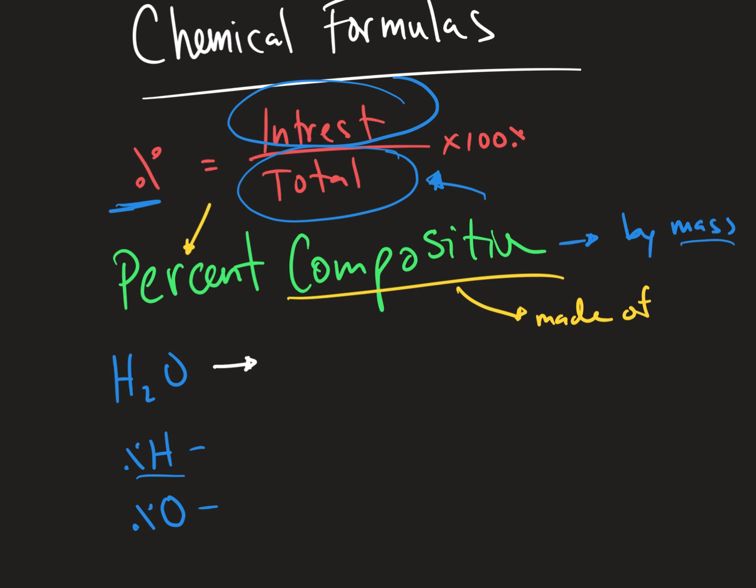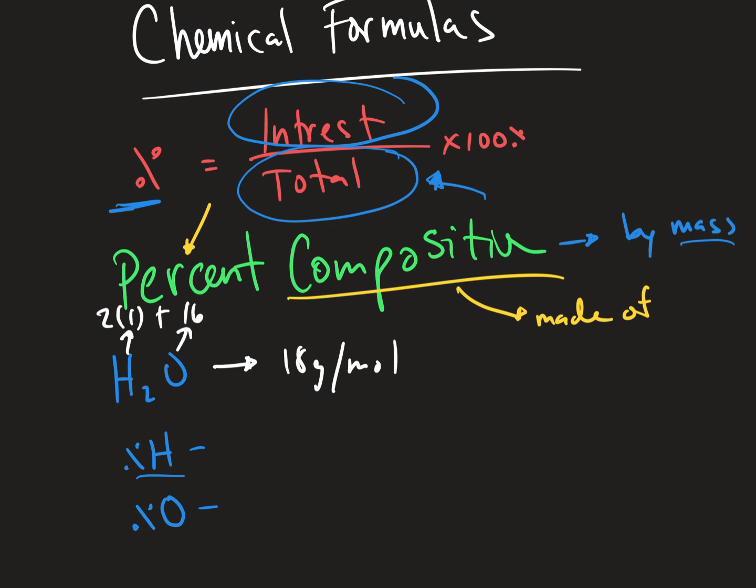Who can tell me what it is? 18. We've done this several times, right? Do you have to memorize 18? No, it's easy. Just count it. Hydrogen has a mass of 1, but there's 2 of them, and oxygen has a mass of 16. So that's a total of 18 grams per mole, right? So I have 18 grams for 1 mole of water. So that's the total, right?